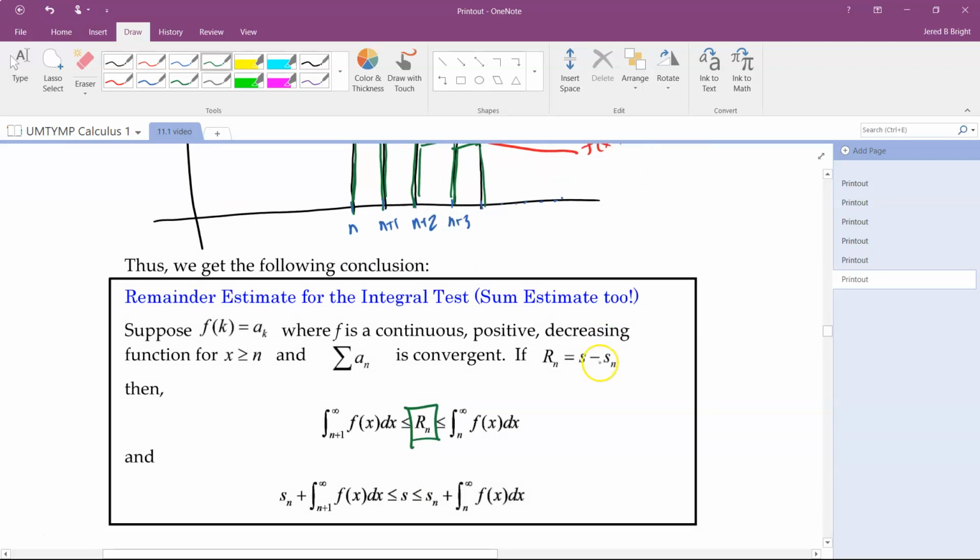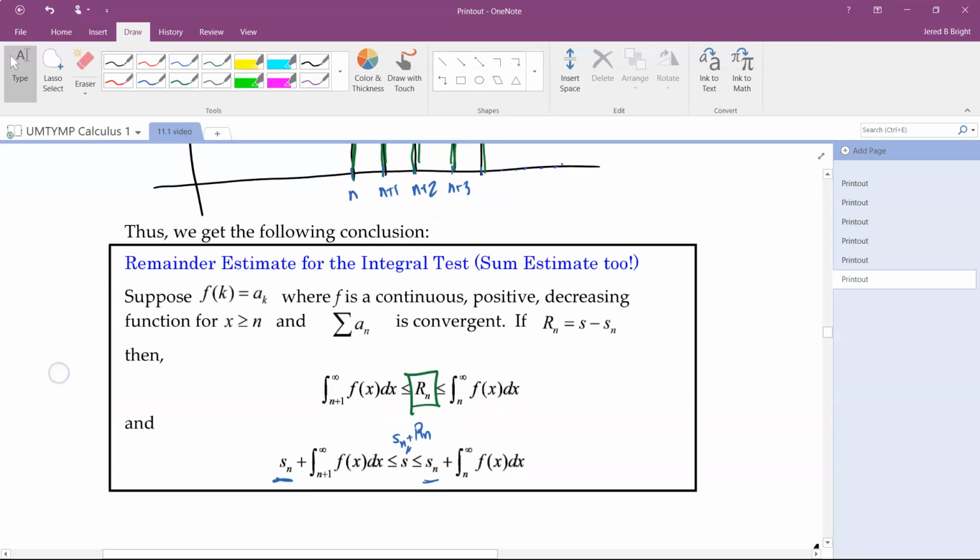And if we were just to rearrange this and add the first n terms to each side, then we really get an estimate for the sum. So that's all we did. We added Sn, and this is really Sn plus Rn for S, and then we added Sn there as well. Okay, so we can estimate the sum of the series too if we know the remainder.